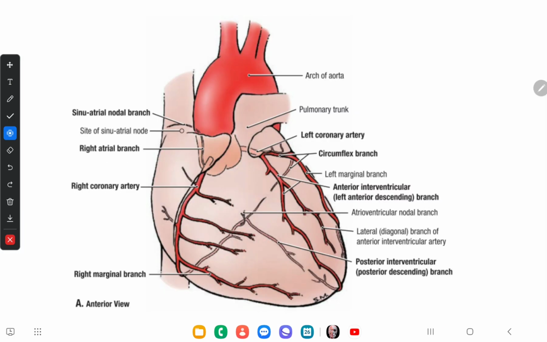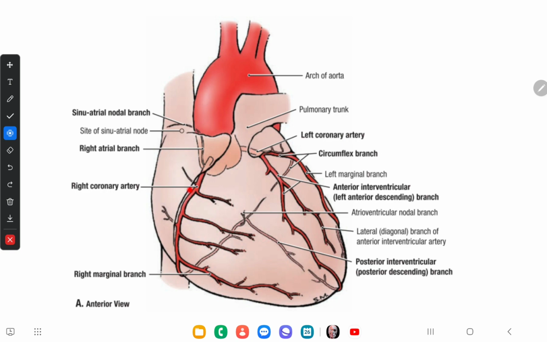Now I am going to discuss the blood supply, or the arterial supply, of the heart. Here you can see this is the aorta, and the arterial supply of the heart is provided by the right and left coronary arteries, which arise from the ascending part of the aorta immediately above the aortic valve. The coronary arteries and major branches are distributed over the surface of the heart, lying within the subepicardial connective tissue.